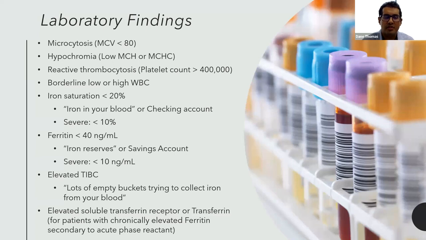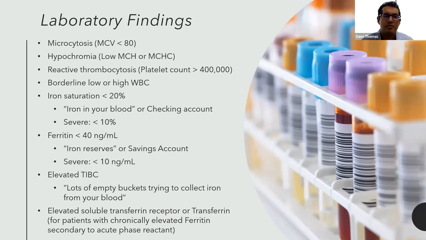So with iron saturation, if it's less than 20%, we consider that a patient being iron deficient. Severe iron deficiency would demonstrate an iron saturation less than 10%. Ferritin of less than 40 would indicate iron deficiency, and severe iron deficiency would be evident with a ferritin of less than 10.